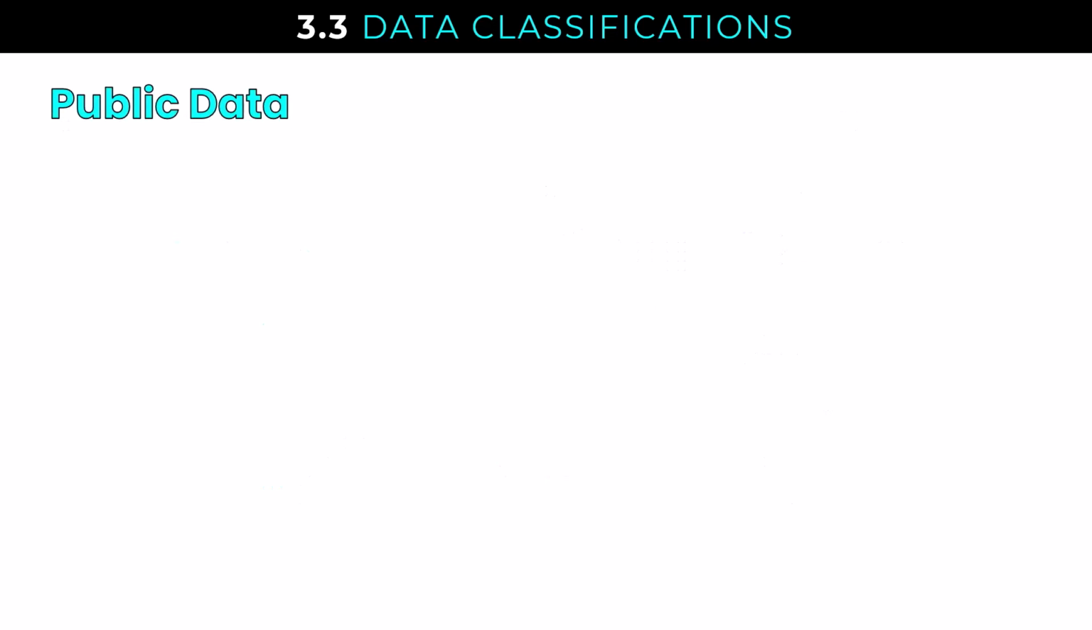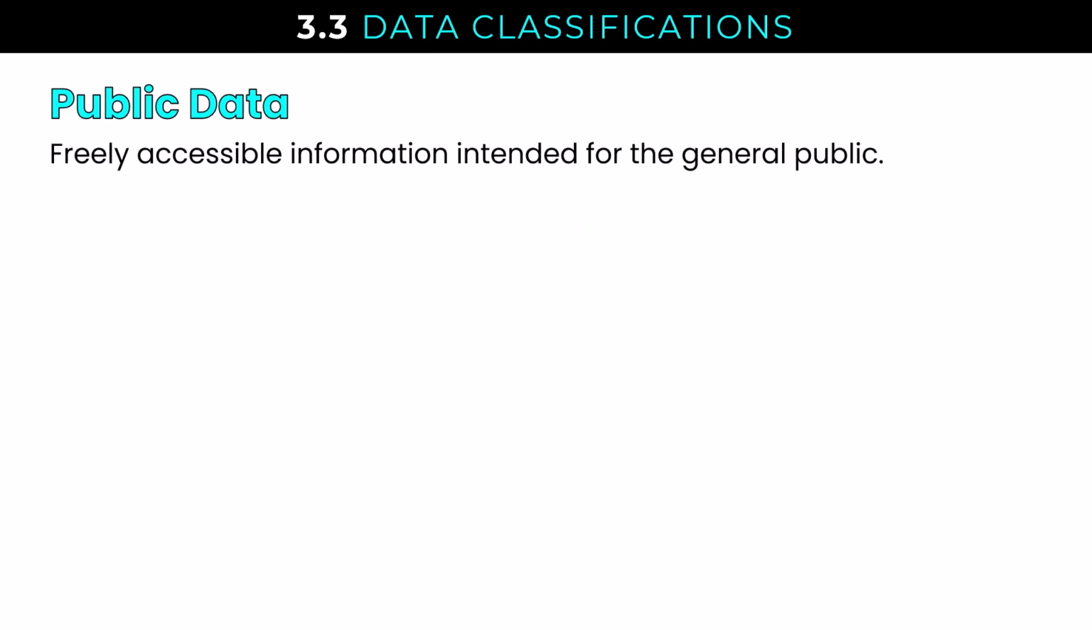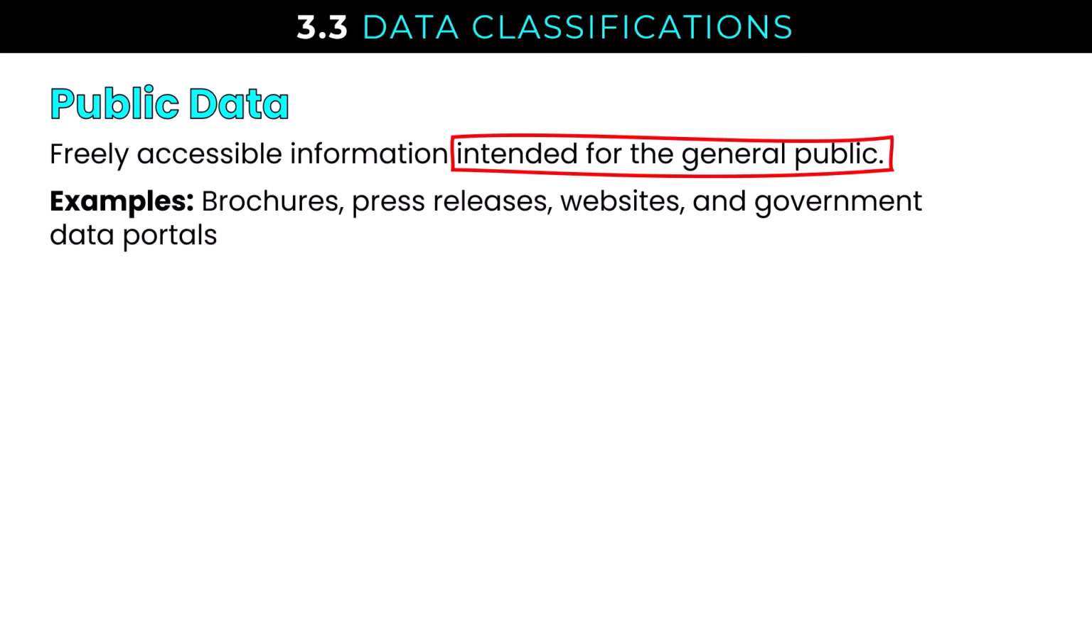So we have public data, which is freely accessible information intended for the general public. Examples here would include brochures, press releases, public-facing websites, government data portals, but no privacy or compliance concerns whatsoever.